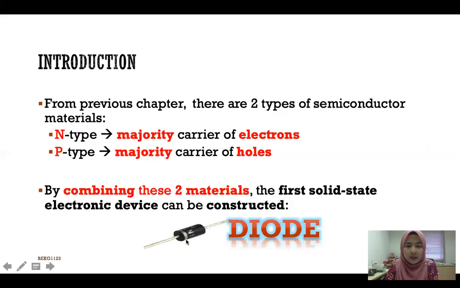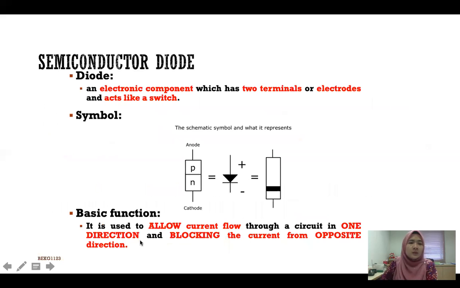Usually you have a line over here. The line indicates that this is the negative part, negative polarity. This is negative, this is positive. So first, what is a diode? A diode is an electronic equipment which has two terminals or electrodes, and it actually acts like a switch. I'm sure that you already know what a switch is and the function of a switch, on and off. Later we will go into details about how this diode works.